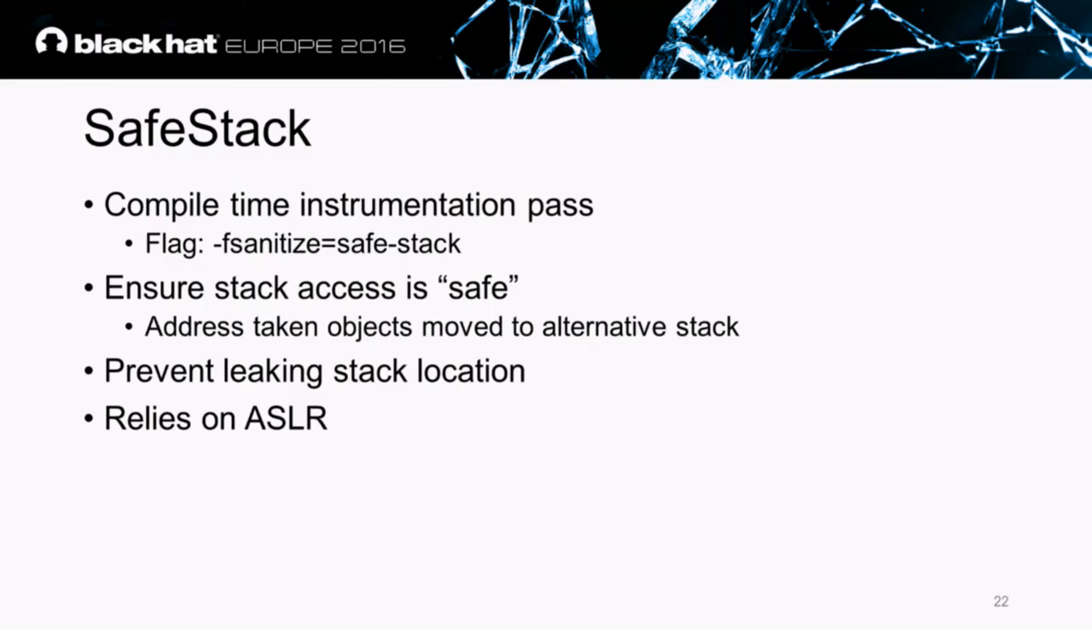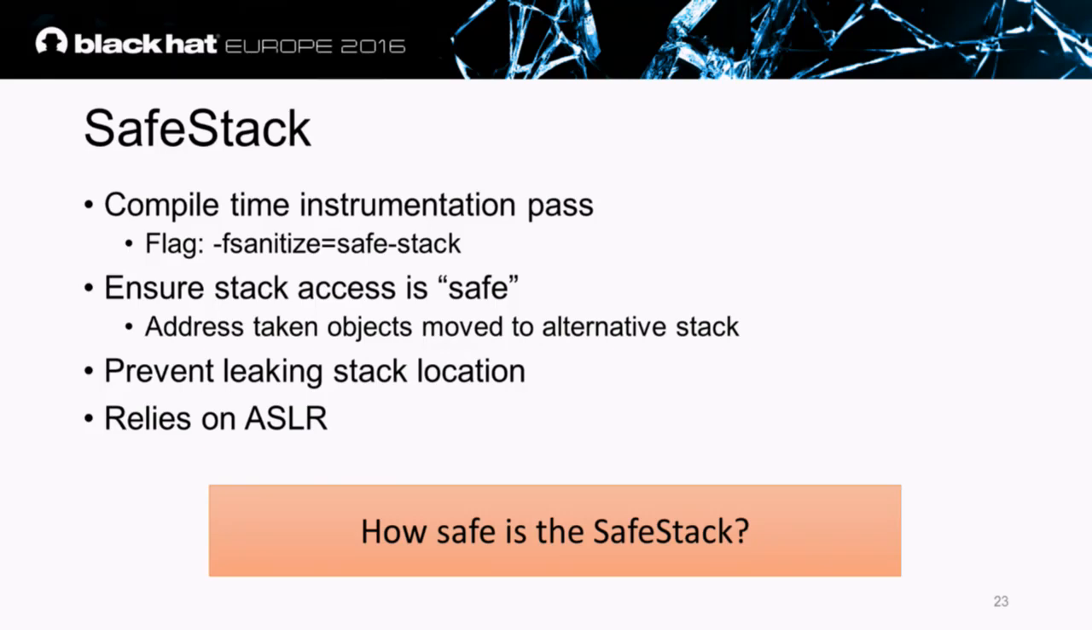So SafeStack can be enabled by setting the SafeStack sanitize flag. And essentially, it moves the address taken objects to the alternative stack, which prevents, in the end, leaking the location of SafeStack. And it relies on ASLR. But our question is, how safe is the SafeStack actually? And for this, we look at these two things. So can we still leak the location of the SafeStack? And because it relies on ASLR, can we weaken this reliance?